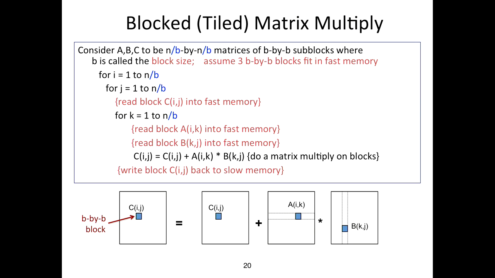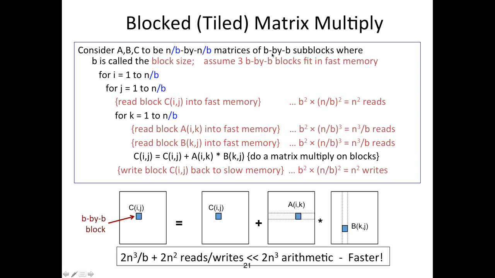And so the question is, how much does this communicate? If you do all of the algebra, and since I'm assuming that these 3 blocks fit into memory, I'm doing a factor of b fewer reads and writes than I did before. And so if I pick b large enough, I'm doing many, many fewer communications than I am doing arithmetic. So this is the well-known way people have been doing it for decades.